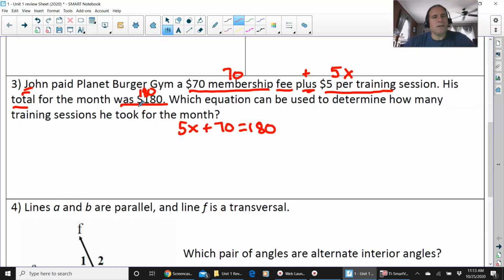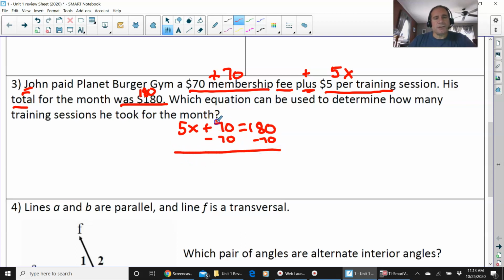So take a look. I have the most important information underlined. I have $70 membership fee. That's plus 70. I'm paying that. The $5 per training session, that's 5x. The total for the month is the total. That word total is equals, and then is 180. So I did put together my equation: 5x plus 70 equals 180. I am going to solve it.